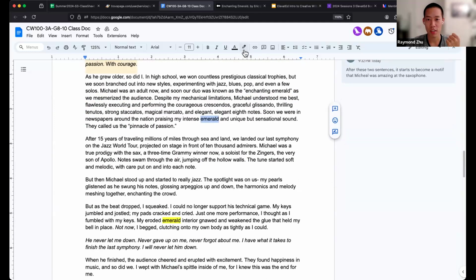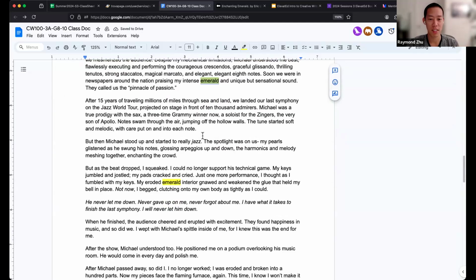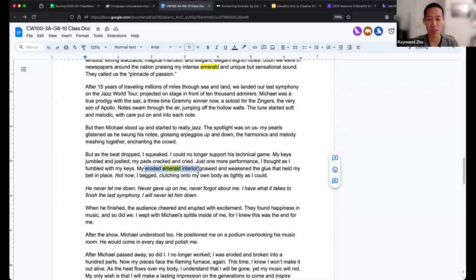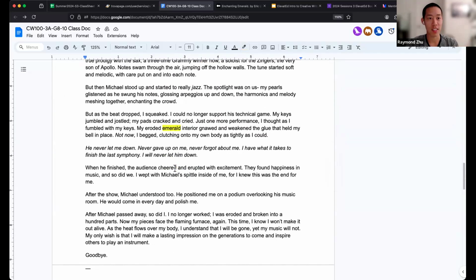We have emerald again. Are you guys seeing what I'm getting at? Look at all these motifs and how many colors are getting repeated. My rotted emerald interior not only weakened the glue. And so it's there at the downfall too. So that's the first one, the big motif that I wanted you guys to notice.